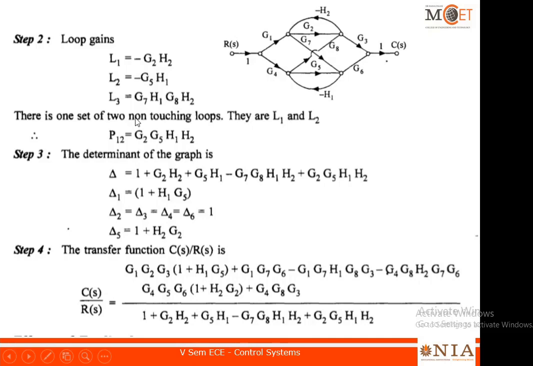So now you have got all the elements P1 to P6, del and del 1 to del 6. Simply apply all these in the formula. It will be P1 into del 1 plus P2 into del 2 plus P3 into del 3 plus P4 into del 4 plus P5 into del 5 plus P6 into del 6, divided by del. All these variables are available now. You just have to substitute them here, and once you substitute, you get the transfer function.